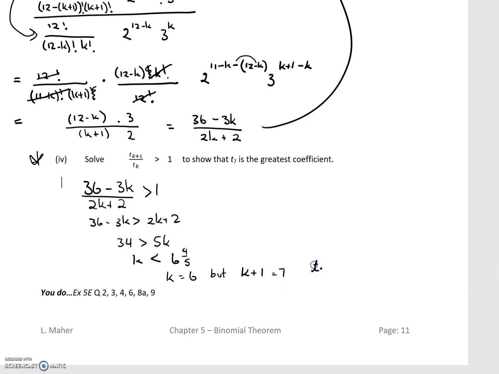Our greatest coefficient, lowercase t, is 7, but the point I really want to make, which I don't think this textbook does very well, is that it is the 8th term in the expansion. You can now have a go at exercise 5e.